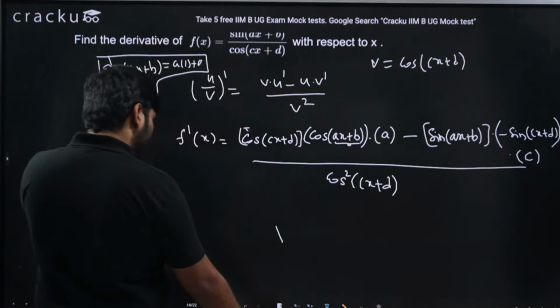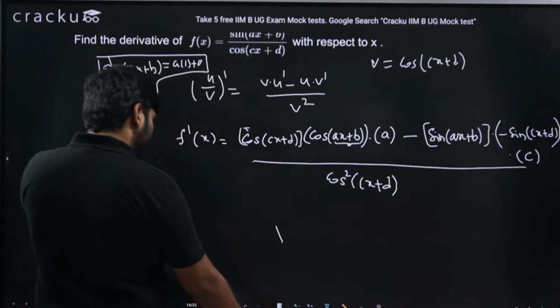You can rewrite this as a into cos of ax plus b into cos of cx plus d, minus into minus plus. So plus c times sine of ax plus b into sine of cx plus d.